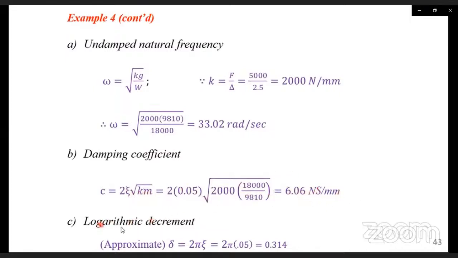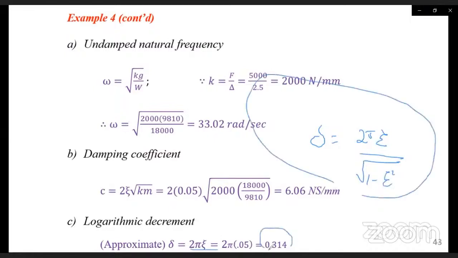Again, logarithmic decrement. In this case, we are assuming that the damping ratio is small because it's 5%, 0.05. But you can even use the equation without the approximation, you can try it out. The logarithmic decrement is equal to 2 pi xi over the root of 1 minus xi squared. You can use this to see whether you'll get a value which is very different. Because we are saying 0.05, then you square that, it is something very small.